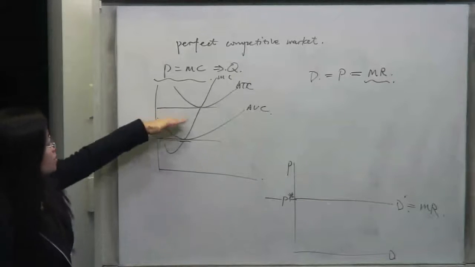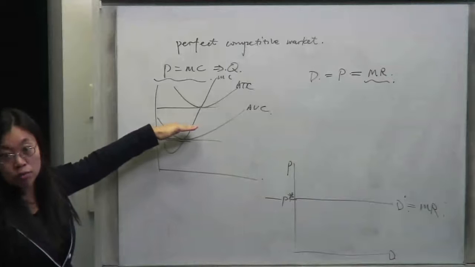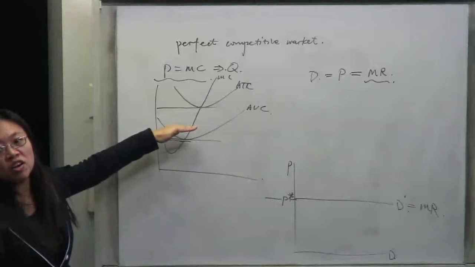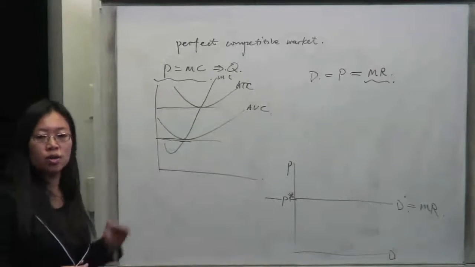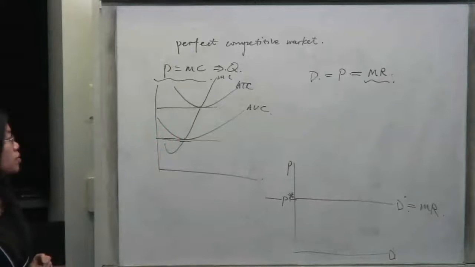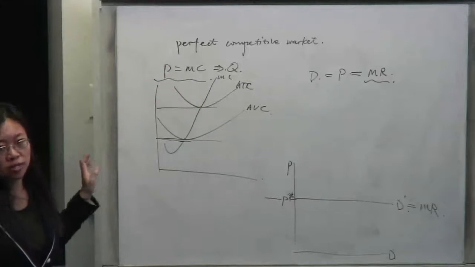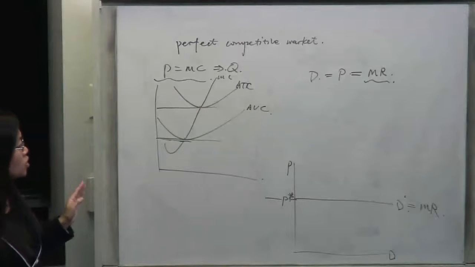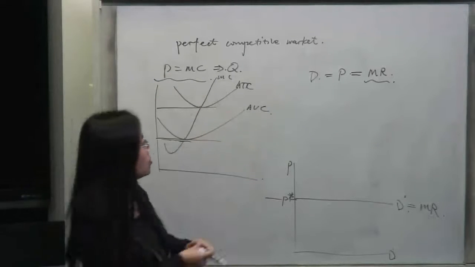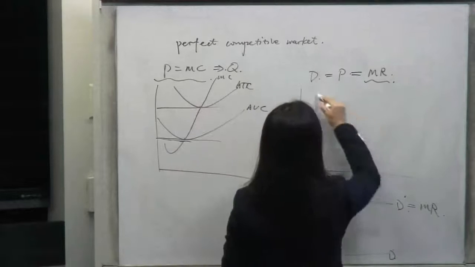Okay, if the price is in this range, you're making a positive operating profit but negative economic profit, right, so you're going to run in the short run but get out in the long run, right? Okay, so that's what we talk about. So all this discussion is under perfect competitive market, right? Okay. Then also I showed you in the long run.